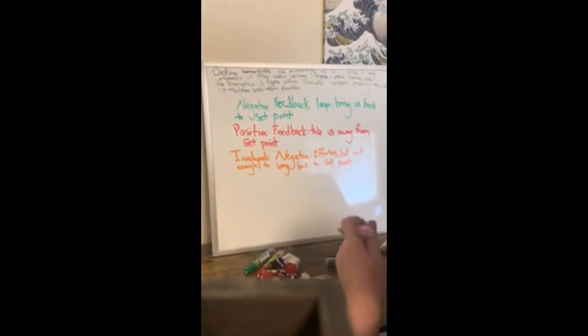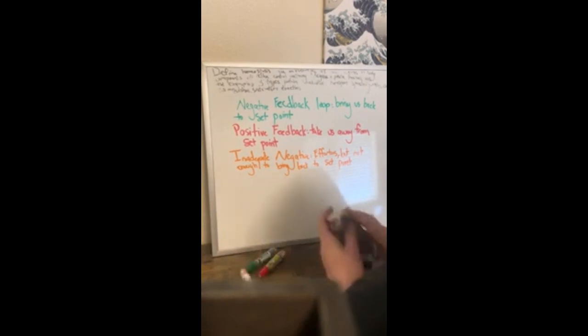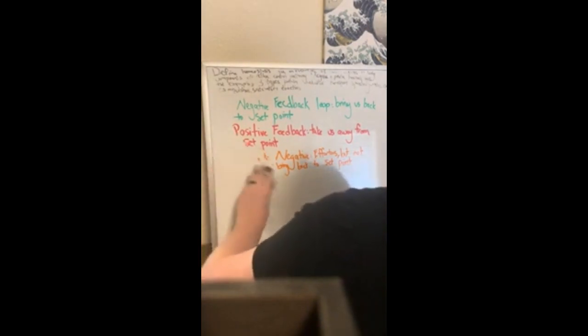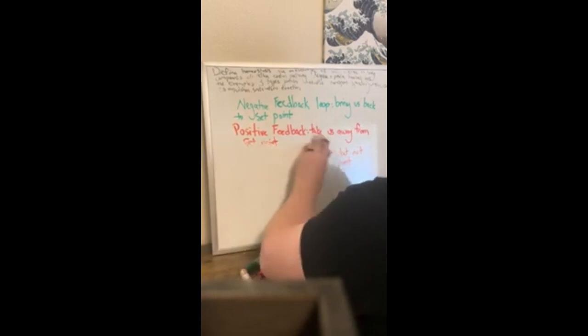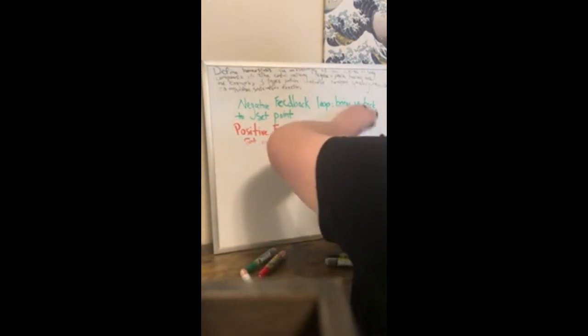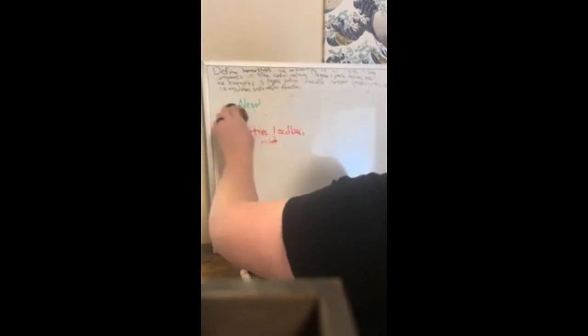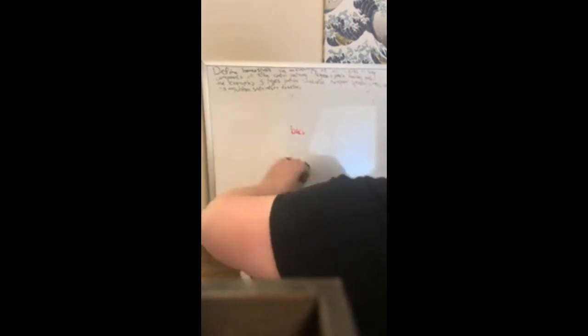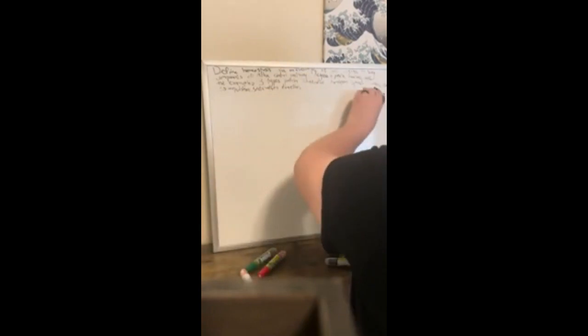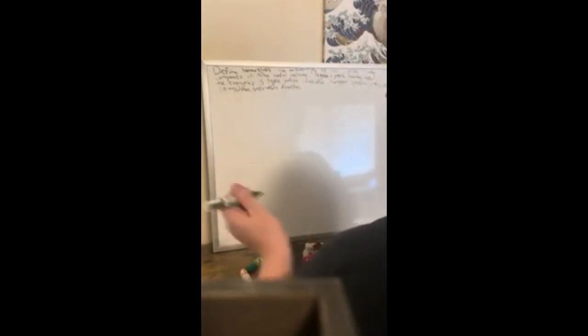Okay, so I'm going to erase this and keep our same colors. Inadequate negative is going to be orange. Positive is red, and then negative will be green. So an example that I'm going to use is body temperature.